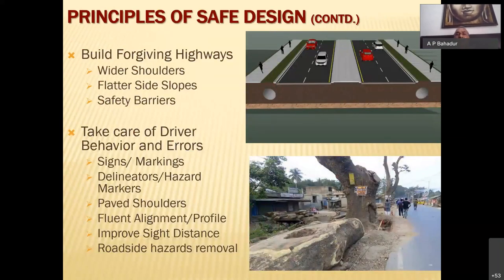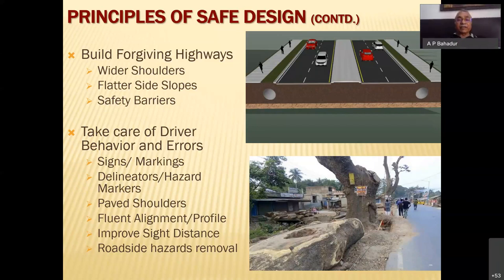So how do you make a forgiving highway? Wider shoulders, flatter side slopes. Normally we provide side slopes of 2 to 1. If we make the side slopes more than 2 to 1, rather 4 to 1, it becomes much less damaging to any errant vehicle going onto that. Provision of safety barriers, especially on hilly terrain, so that no vehicle is allowed to drop down the valley side.